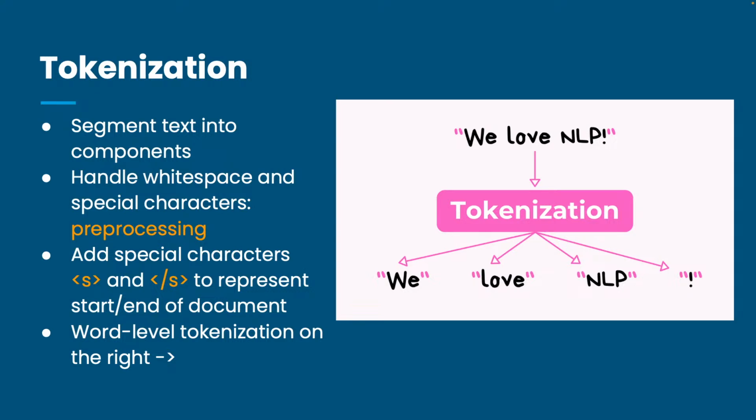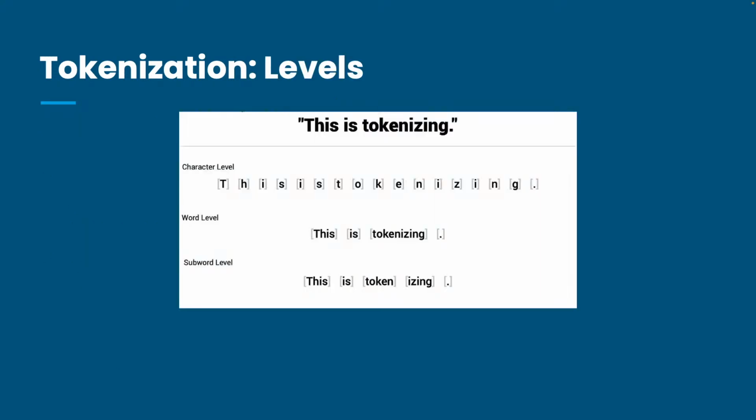We have the sentence, "We love NLP!" and we tokenize it into 4 tokens. The first is the word "we," second is the word "love," the third is the word "NLP," and the fourth is the exclamation point.